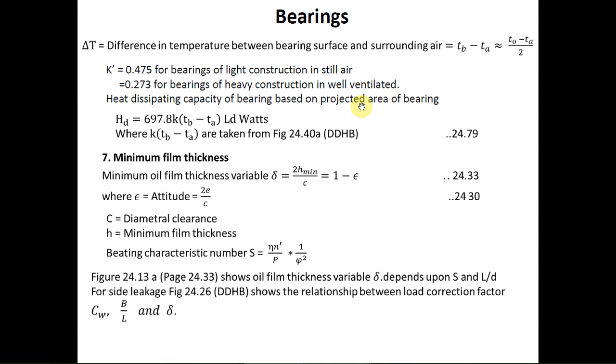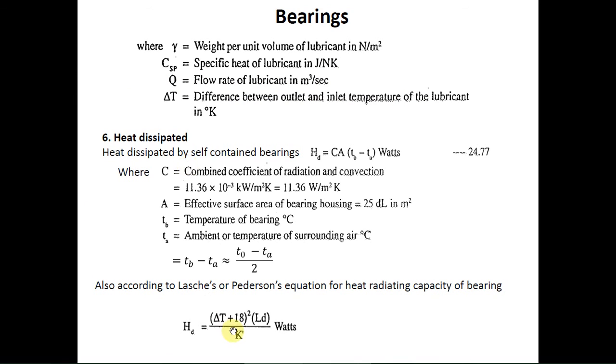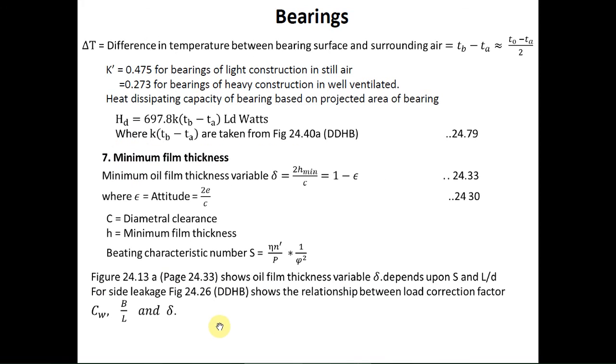Now next, delta T is what here? Difference in temperature between the surface and surrounding air. It is TB minus TA, approximately (T naught minus TA) by 2. K dash, its value has been given. Last one, he has given for this equation, but we are not using this equation for the HD equation. So now I'll come to the minimum film thickness.